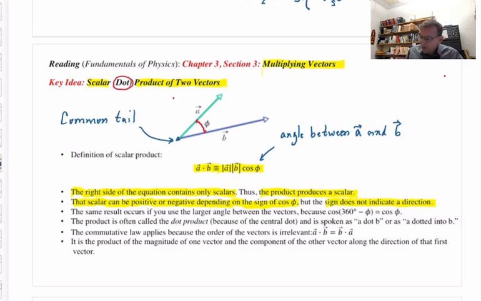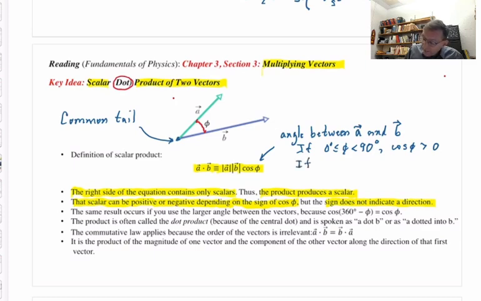So, let's do a little summary here. If phi is between 0 and 90, including 0, cosine phi is positive. And so your scalar product will be positive if phi, the angle between A and B, is between 0 and 90, including 0.